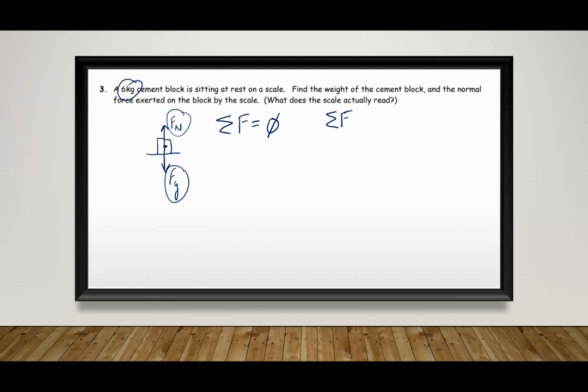Okay, so in this case, I am going to set my down as positive and my up as negative. Because remember, it's all arbitrary. So sum of forces is equal to my mass times gravity minus my normal force. So now I have a system of equations. I have this one and I have that one. So 0 is equal to mass times gravity minus our normal force.